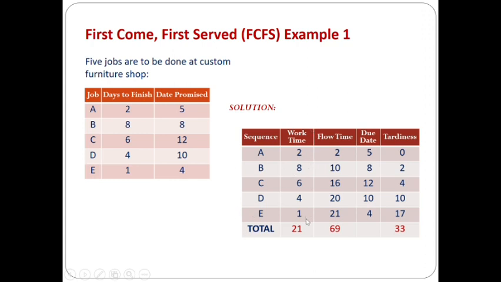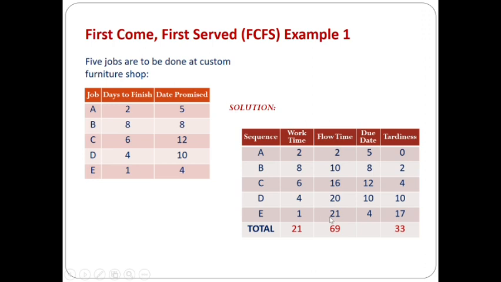Work time in days will be the same here, and the flow time, for the first job, takes 2 days to complete, right? So it is 2. After completing job A, we have to take job B. So the flow time for job B will be 2 plus 8, which is 10. And for C it is 10 plus 6, 16. Then only we can process D. So the flow time will be 16 plus 4, 20. And for E it is 20 plus 1, 21.